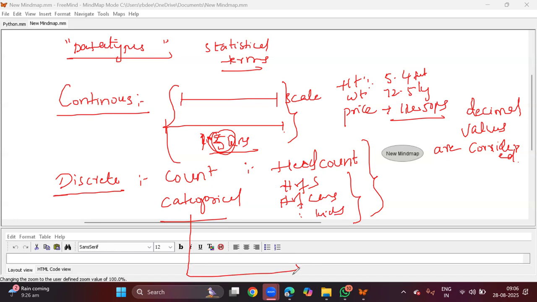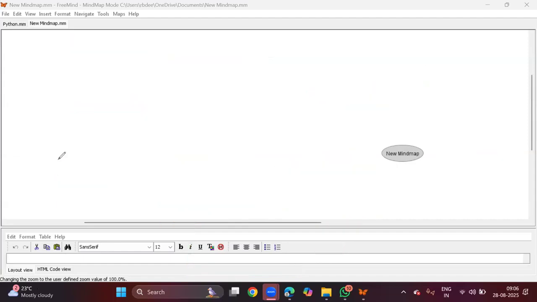Now, what is categorical data? Anything which we cannot add, we cannot subtract, we cannot do any mathematical operations on it. So this is basically divided into data types.